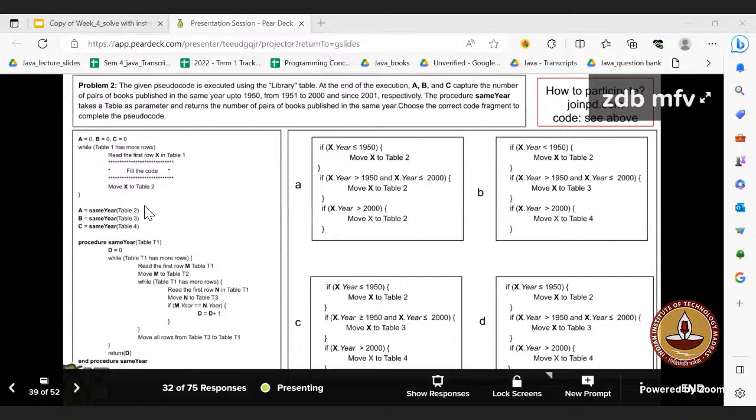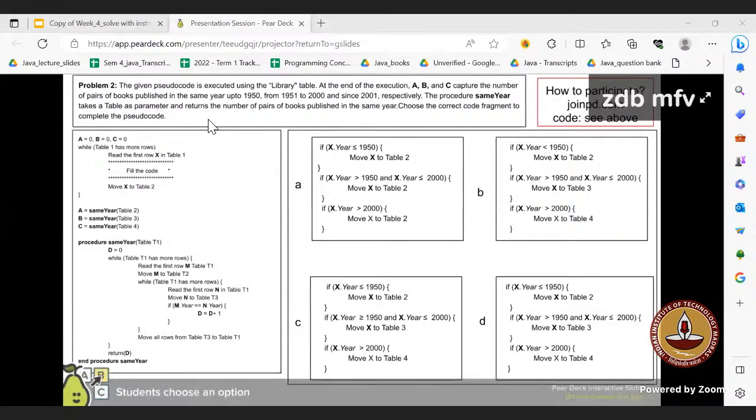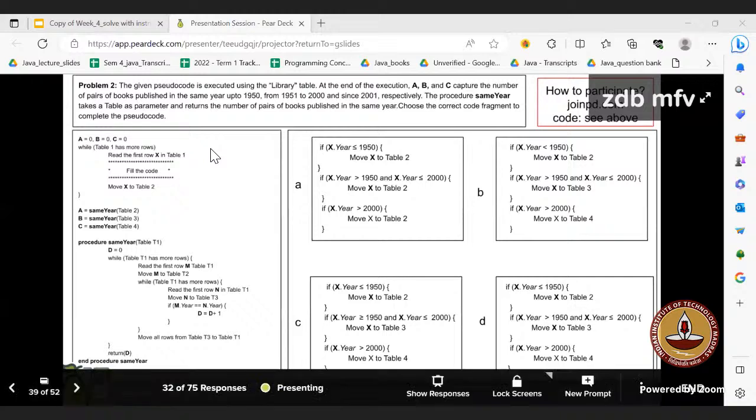So if you pass only table 2, then number of books which are published in the same year up to 1950 you will get. That means if 2 books are published in the same year like 1929, they will be counted. But if they are published in some other different year, 1960 or something, that won't be enclosed even in table 2. Table 2 only has information of books published up to 1950. So up to 1950, the same year published books will be counted, and that number will be stored in A.